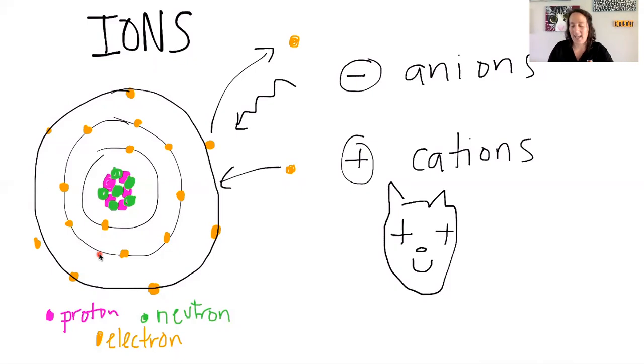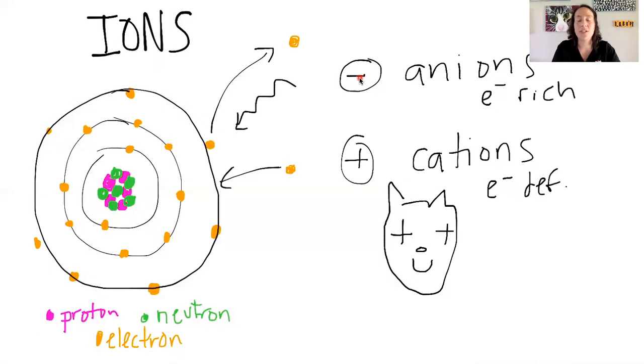All right, so if you have an overall net positive charge, remember protons are positively charged, neutrons are neutral, and electrons carry a negative charge. So if you're overall positive, that means you're electron deficient. And if you have an overall negative charge and you're an anion, that means you're electron rich.